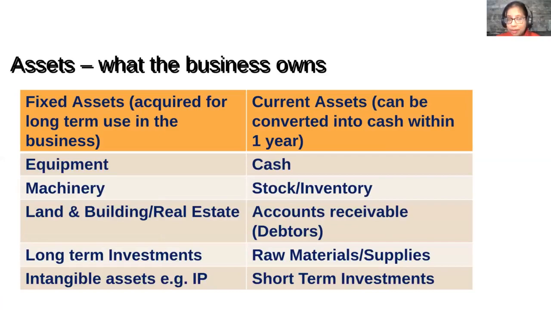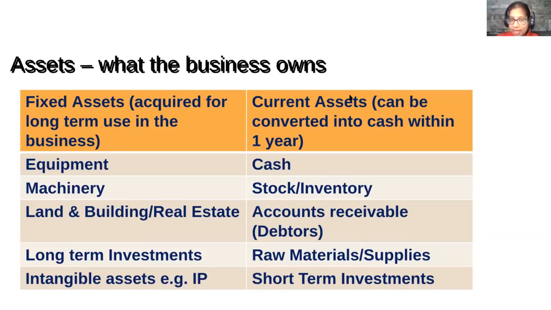For example, a business might have equipment, machinery, land and building that they operate on, or real estate, and long-term investments as well. For example, if they invest in shares or stocks, those would be examples of fixed assets. So those assets that the business owns for long-term or more permanent use in the business.